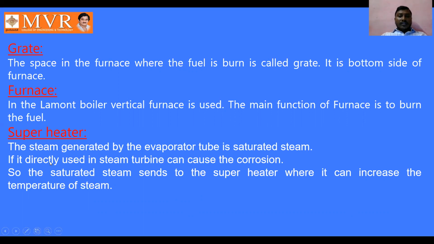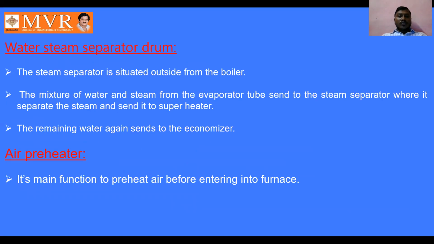Superheater is there. The steam generated by the evaporator tube is saturated steam. If it is used directly in a steam turbine, it can cause corrosion. So the saturated steam is sent to the superheater, where it increases the temperature of the steam. If we use the steam directly in the turbine, it will form corrosion, so it enters the superheater, which increases the temperature of the steam.